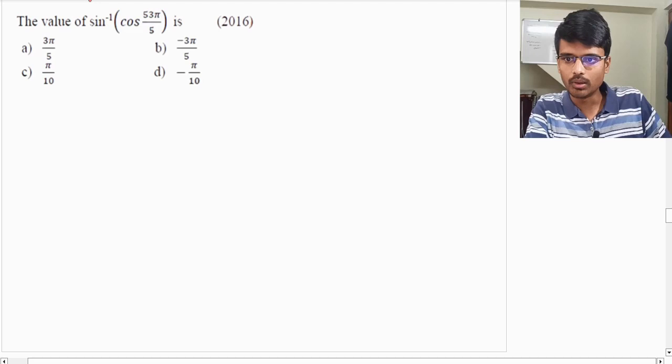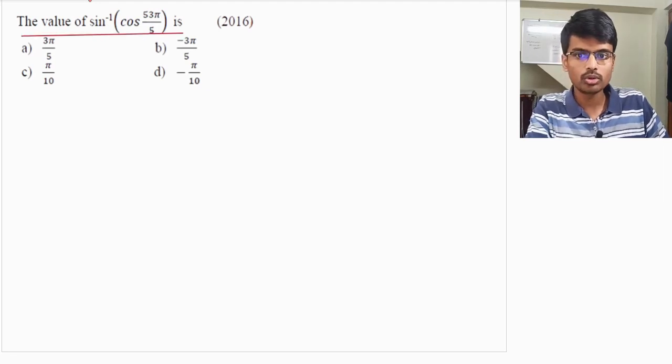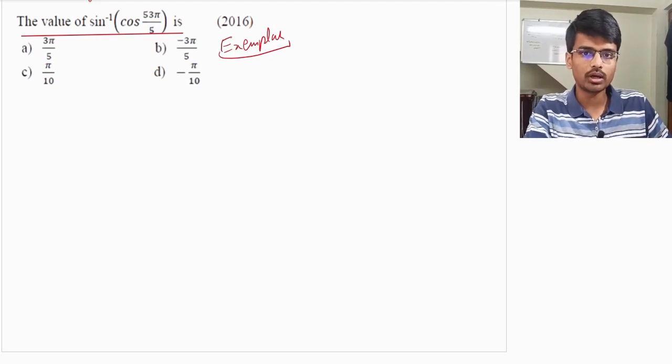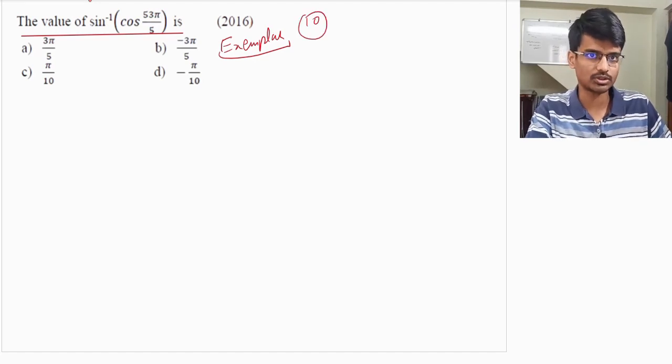The value of sine inverse of cos 53 pi by 5. You can find this question in your exemplar book. This is a direct question, they have copied it from the exemplar. So I would suggest you solve all the questions of the exemplar book. You can expect around 10 questions that will be exactly the same. You can just blindly take the option if you remember. So don't forget to solve the exemplar book. This is a must.